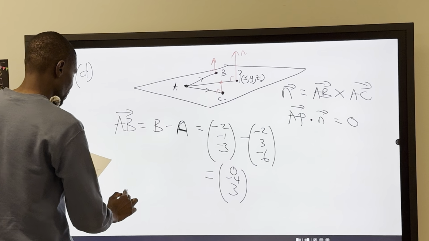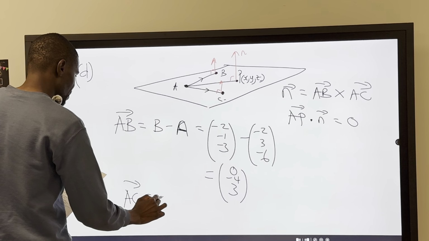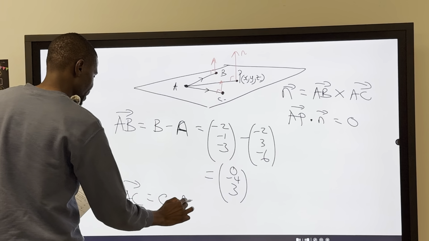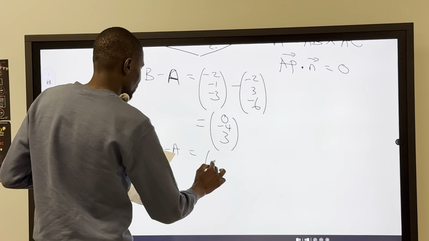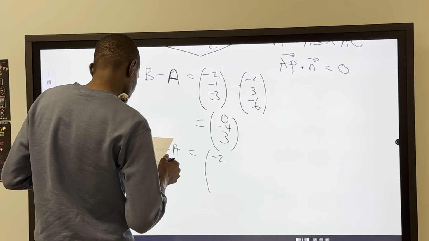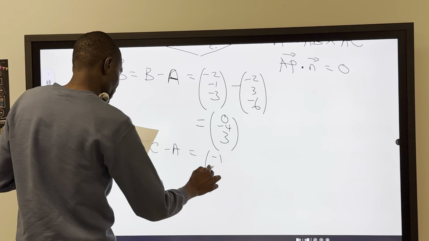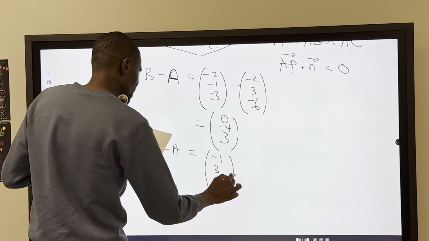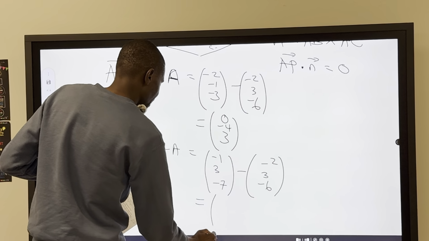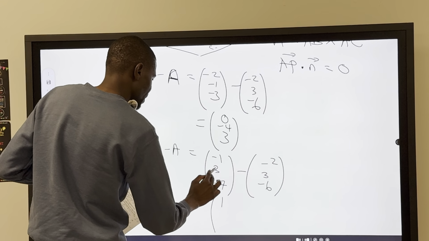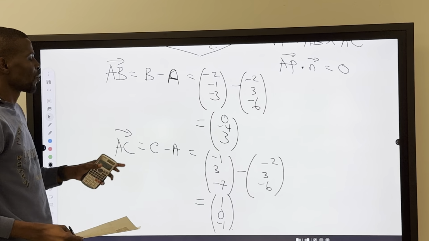We also need vector AC. So AC is equal to C minus A. So when you get C minus A, C is -1, 3, -7, subtracting -2, 3, -6, and here we get -1 plus 2, that's 1, 3 minus 3, that's 0, and -1. So we have this vector.